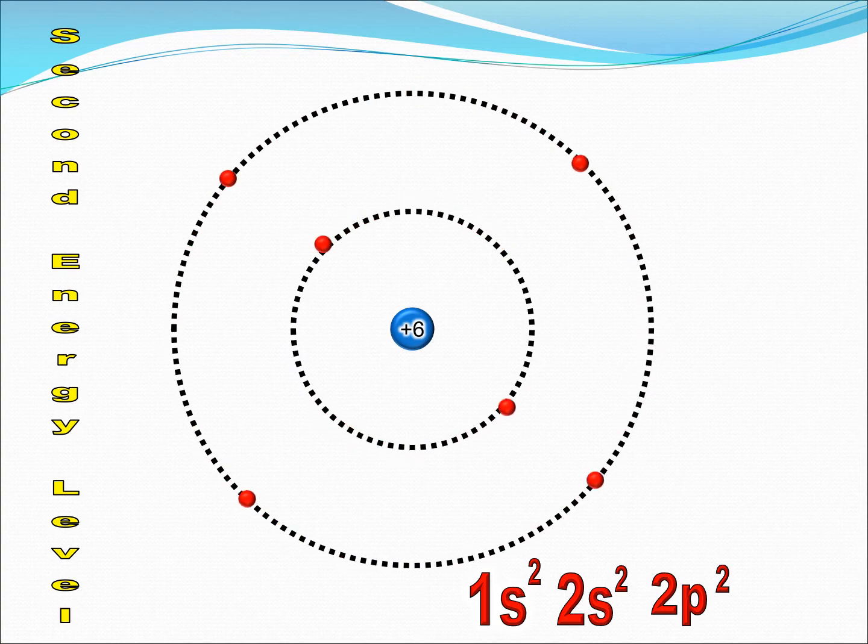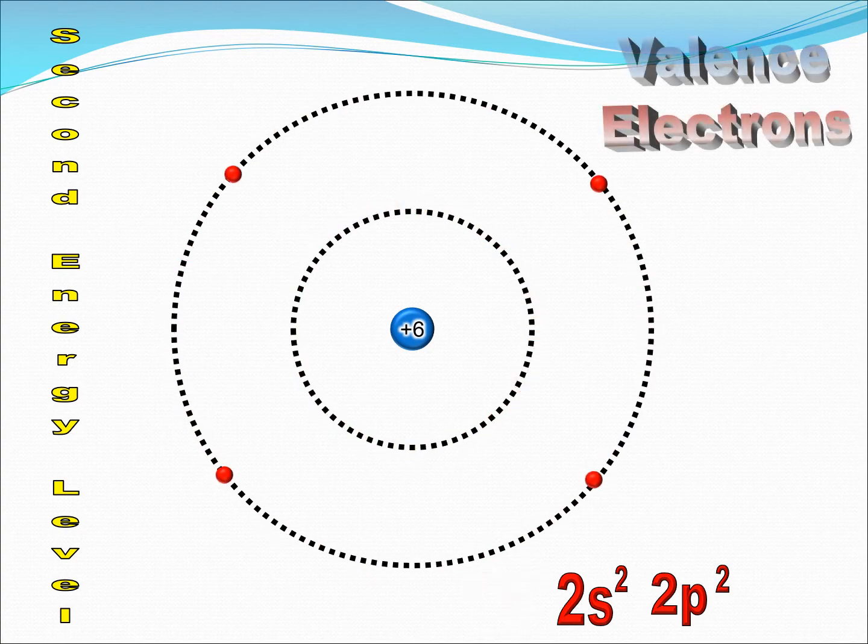It is element number 6, atomic number 6. It has a +6 nucleus, that means 6 protons. It must be carbon. So carbon, of course, needs 6 electrons. But how many are valence? This should not be hard. How many are valence? Let me fade away the ones that are not valence, the inner electrons. And now we are left with 4.